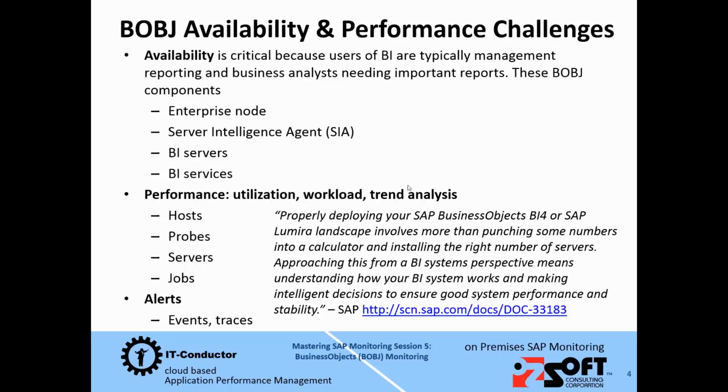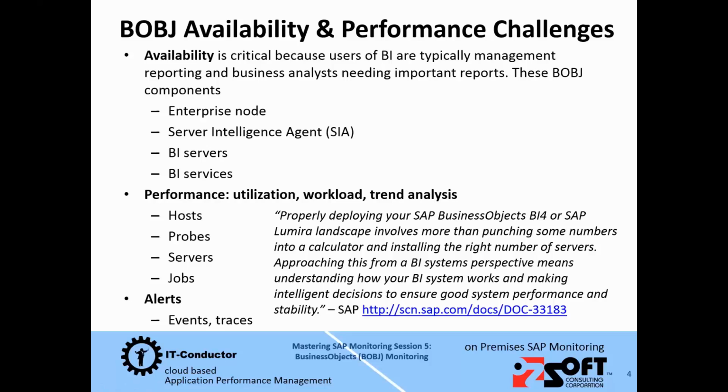So availability is critical, obviously, and there are multiple levels of monitoring availability. One is at the enterprise node level, which is really the high level BOE, BOBJ Enterprise. And then there are other services that run under the OS level, the Server Intelligence Agent that powers the CMS, the Central Management Services. And then you have your BI servers and services.